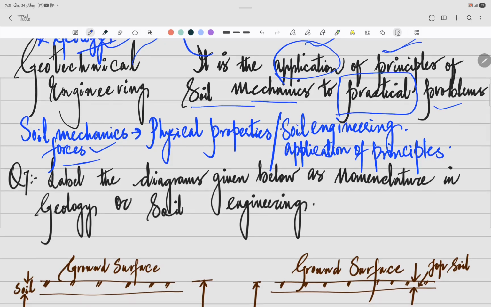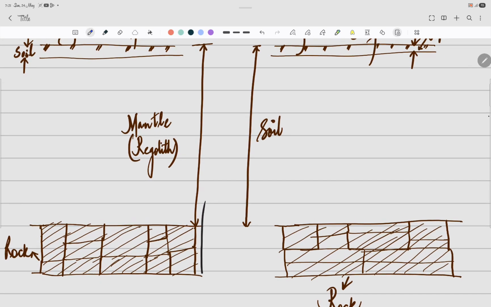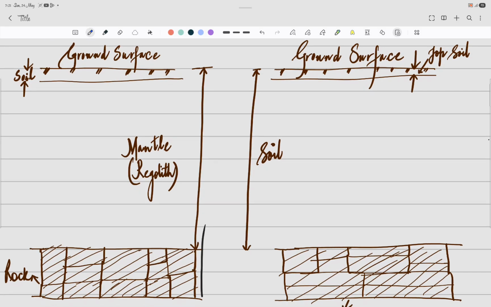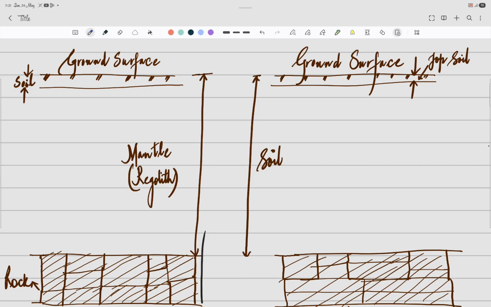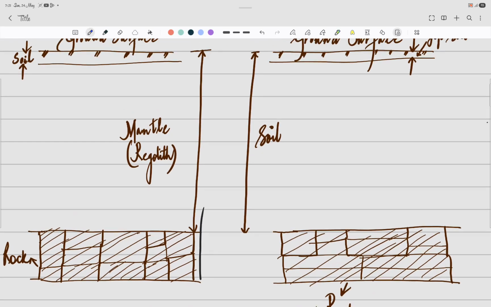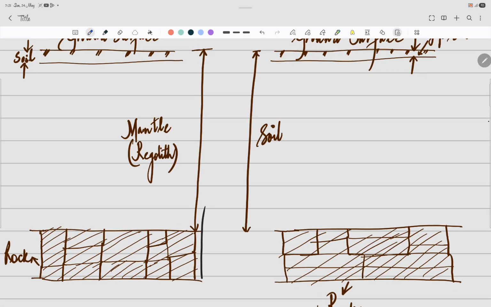All right, let's move to question number 7. We have to label the diagrams given below as nomenclature in geology or soil engineering. All right, we have been given two diagrams over here. This is the rock and this is soil. All right, and this is the ground surface. So the portion over here, it's rock. As you can see, it's written, it's rock.